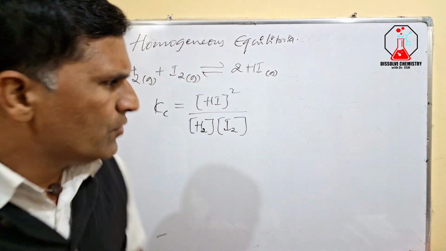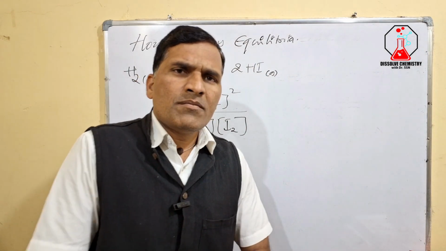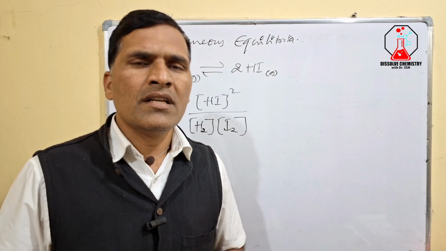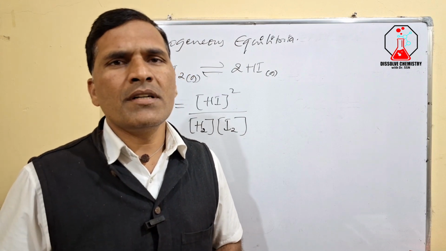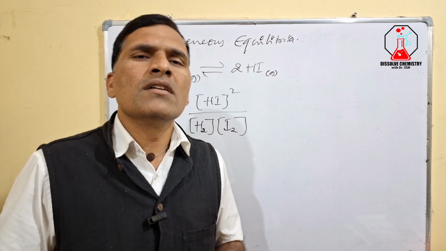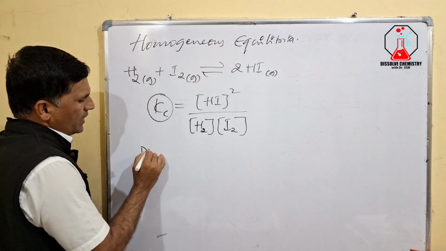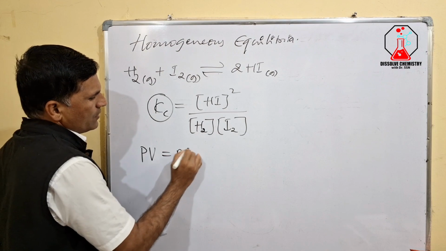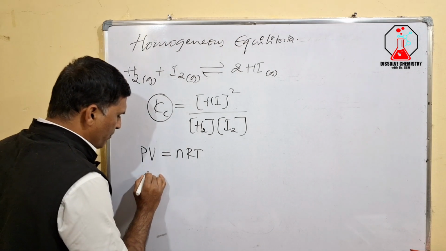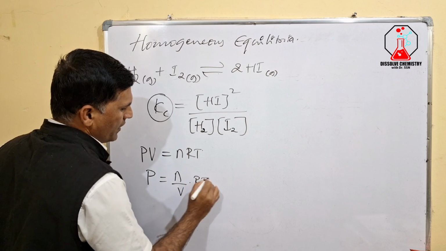Now, all the reactants and products are gaseous. So is it possible to express that in terms of partial pressure? Yes, of course, we can express the equilibrium constant in terms of partial pressures instead of concentration terms. We know that PV for an ideal gas is equal to nRT. So P is equal to n by V into RT.